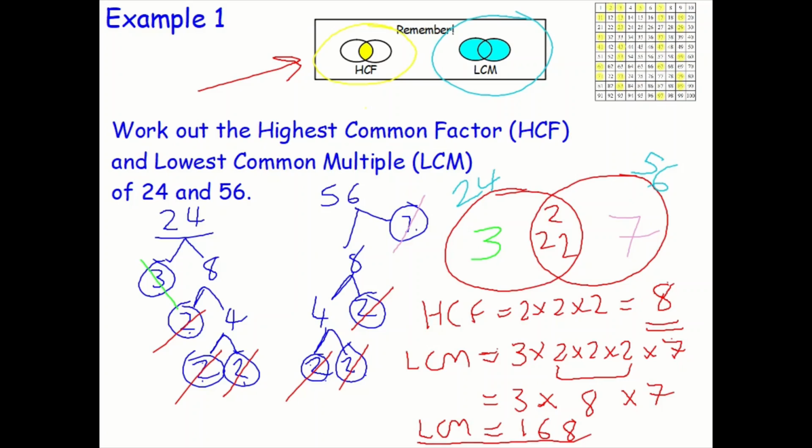Lots of students get these things mixed up, the HCF and the LCM, but if you're thinking about it logically, the highest common factor is the number that divides into these numbers. So it's a factor, it goes into these numbers, so it's going to be smaller than those numbers itself. The lowest common multiple, however, if you think about that word multiple, it's the multiple of 24 and 56. It's the lowest common multiple of those two numbers together. So it's going to be a bigger number. Hence it's 168.